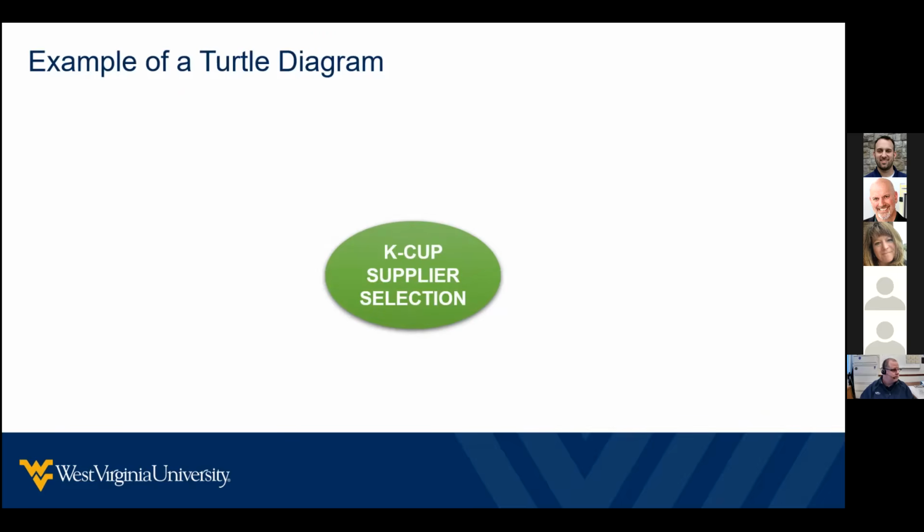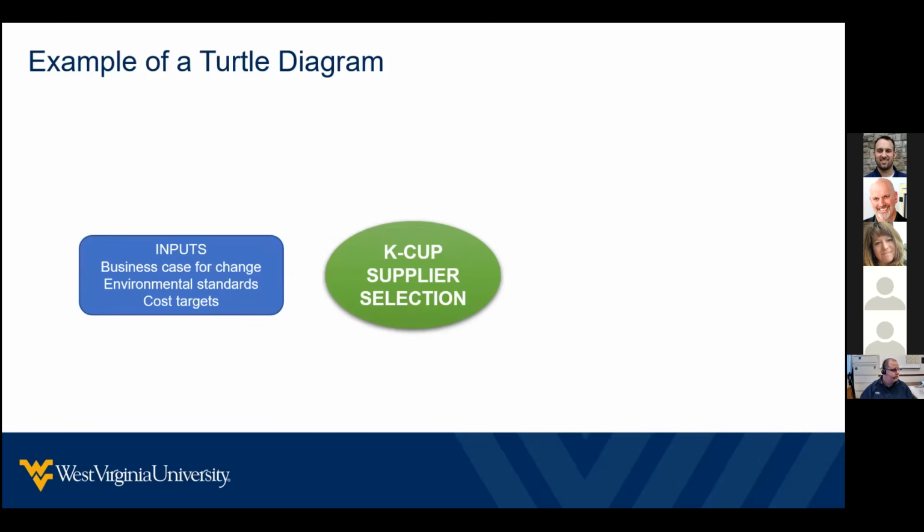Let's revisit our process map for making a cup of coffee. If you remember, one of the improvement ideas was to identify an environmentally friendly K-Cup provider. So let's look at our supplier selection procedure. First, we're going to identify our inputs and outputs.